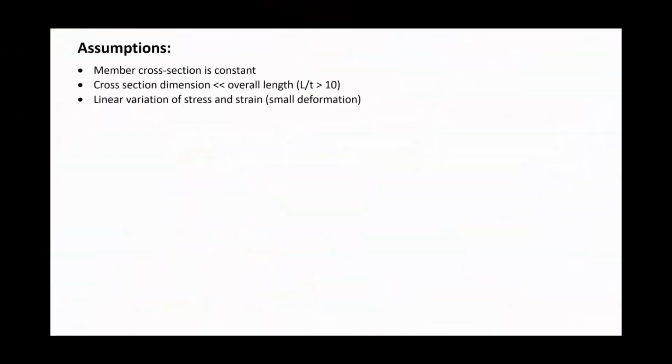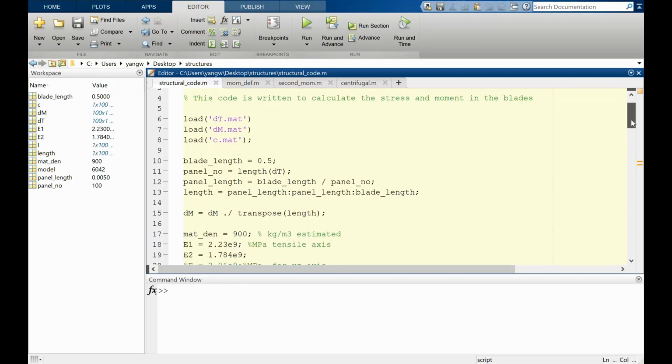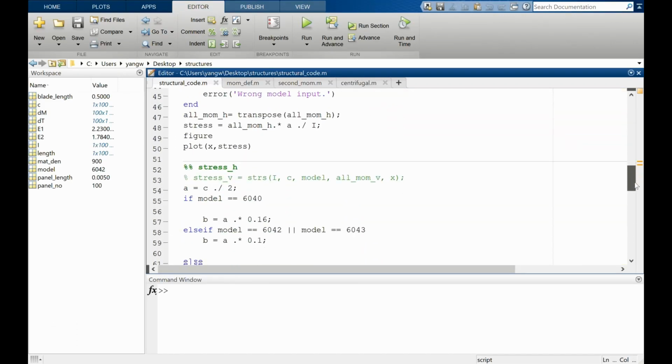By approximating the wing as a simple beam and applying simple beam theory, we estimated the centrifugal forces, tensile stresses, and bending moments along the blade on MATLAB. Our analysis shows that the tensile stress is much greater along the spar than along the cord.